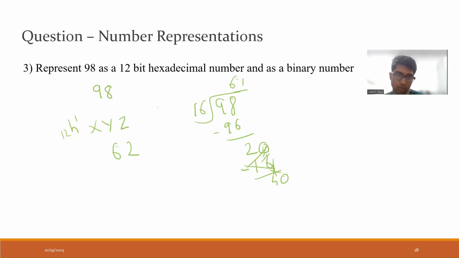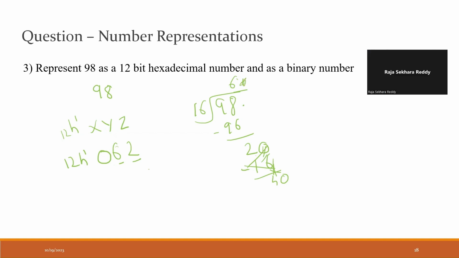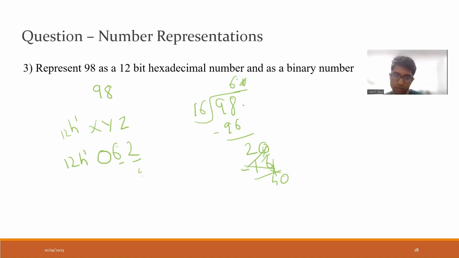Yes, 62. So this is my LSB, this is the next digit, and the top digit will be 0, because in 62 itself it is getting represented. Everything beyond the point is not considered. That's why this is 4 bits, this is 4 bits, this is 4 bits, and that's why I added the 0.